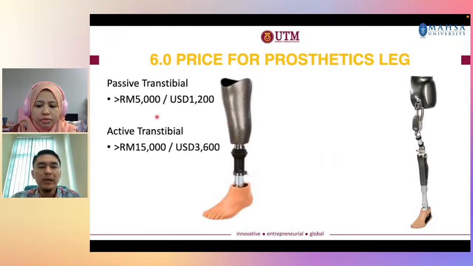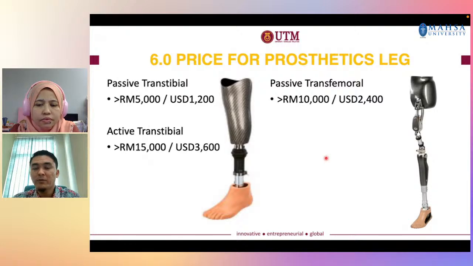The active one is more expensive because it includes other components like a motor, battery, and so on. It starts from 15,000 ringgit. And the passive transfemoral is higher than the tibia one because there are many parts here, like the knee joint, for example, and the other parts above. So the components are more than the tibia.